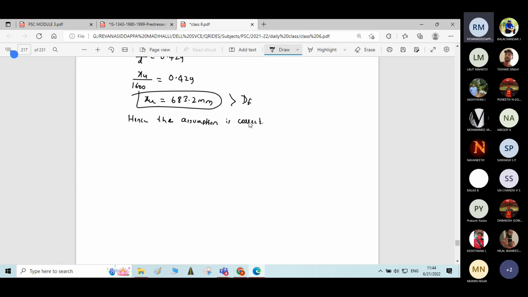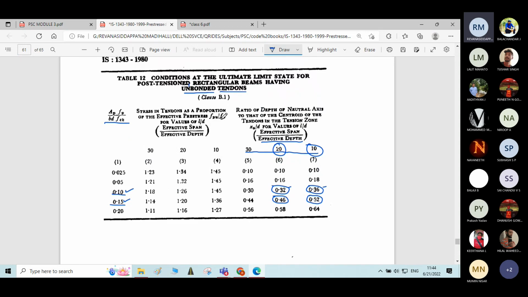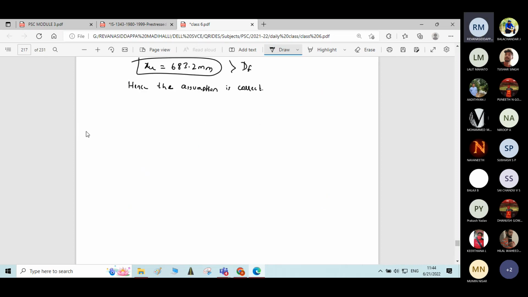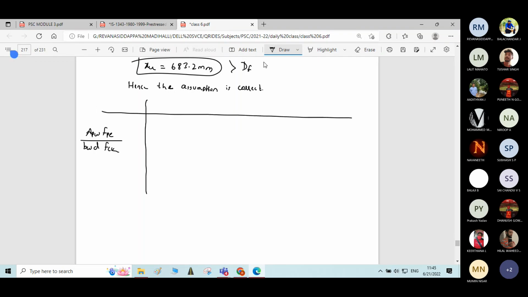Now we can find one more ratio, this FPU by FPE ratio. With similar kind of interpolation, we need to find the value of FPU by FPE. Let me read the table once again here. AP, FPE divided by BW D FCK. Here we have the value for same 0.10 and 0.15. We need to interpolate for 0.129. So here L by D ratio, we have the value for 10 and for 20. We need to do the interpolation for 15. Same table.